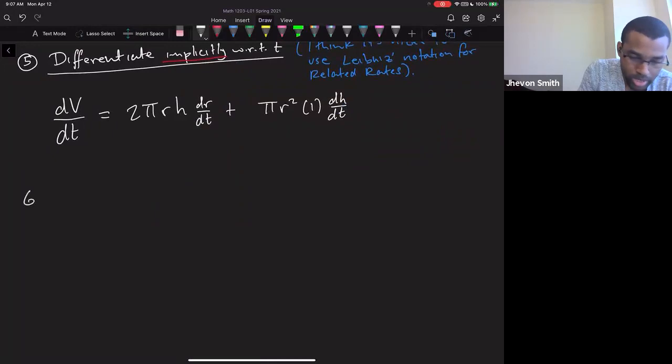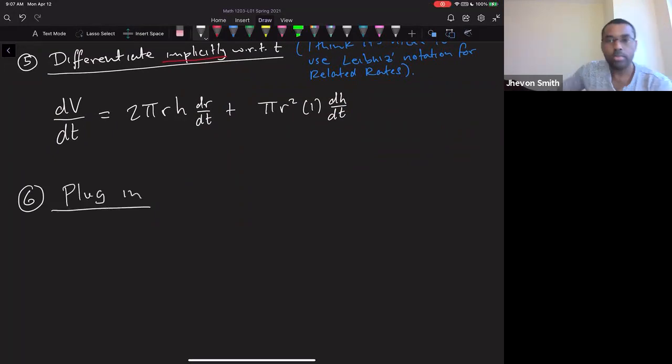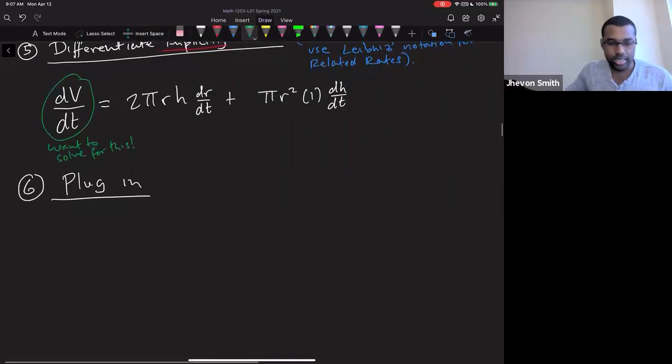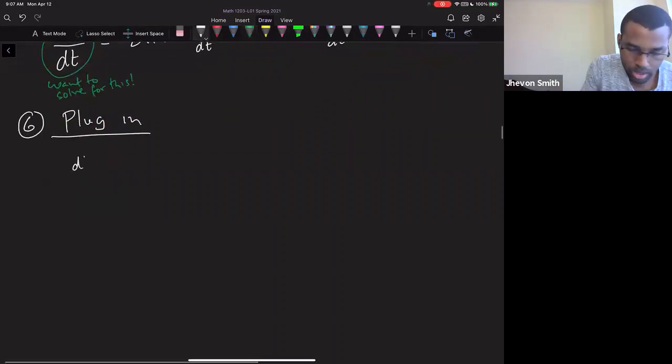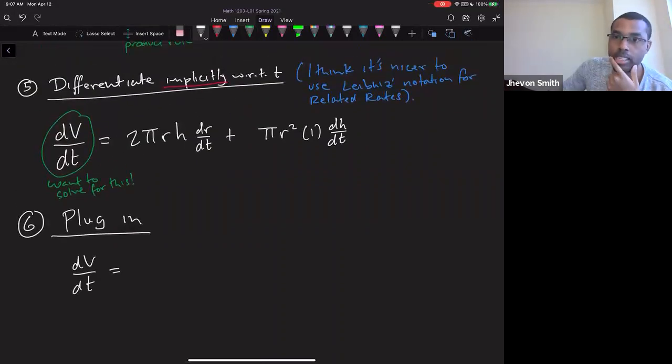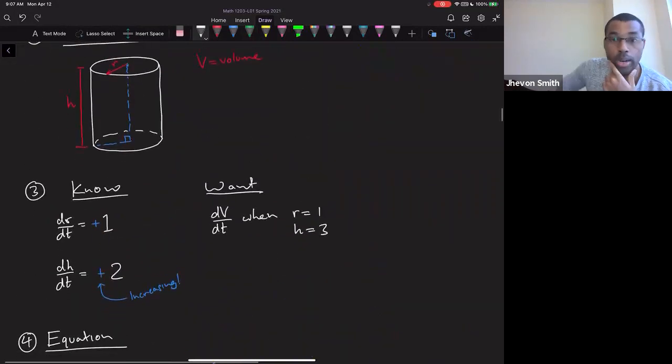Now we move on to step 6. We're going to plug in. At this point, we want to plug in everything we know and solve for what we want to find. Now, remember, this is the guy we want to find. He's already neatly tucked away on one side, so that's nice. We can just copy that back down, dv dt. Now on the other side, we're going to start plugging stuff in. At this point, we need our information. We go back to what we know and what we want to find.